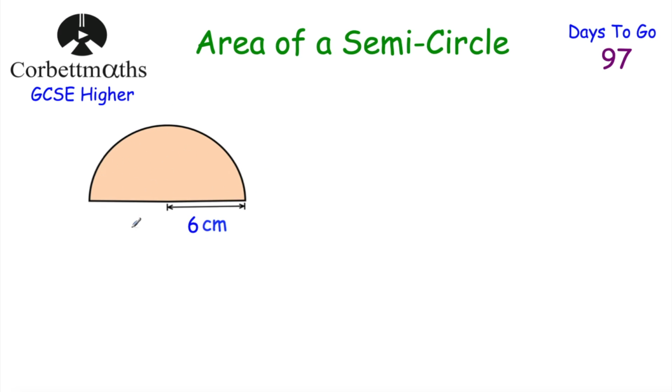So if we had a semicircle such as this and we wanted to find the area of a semicircle, what we would do is we'd find the area of the whole circle and then just divide it by 2. So feel free to give this question a go now if you wanted to. Okay, so we would imagine a whole circle.